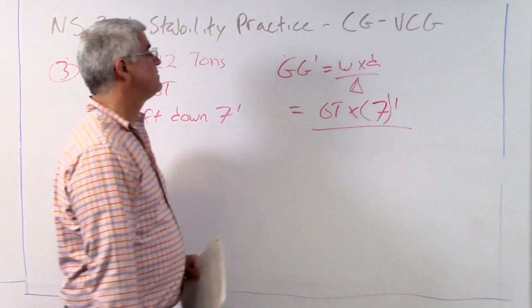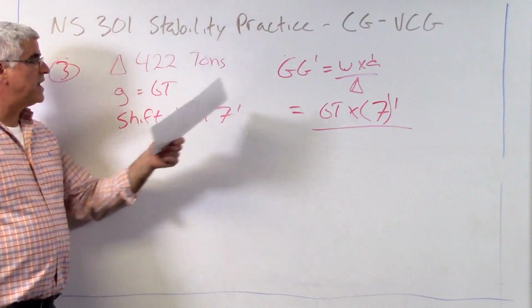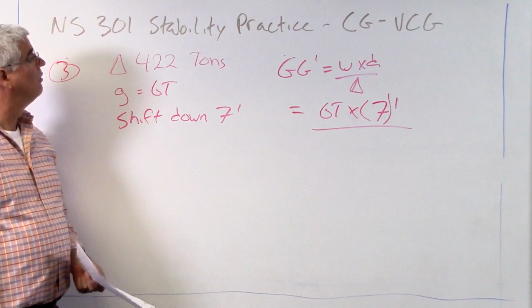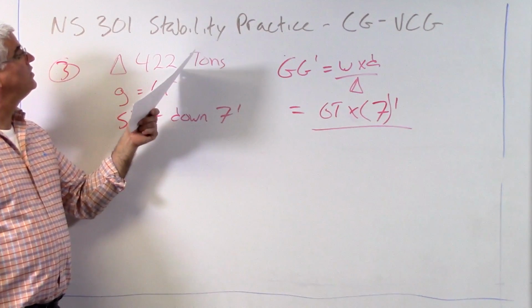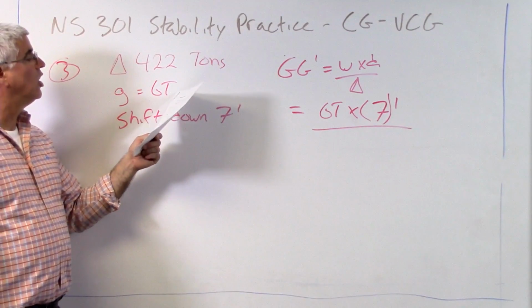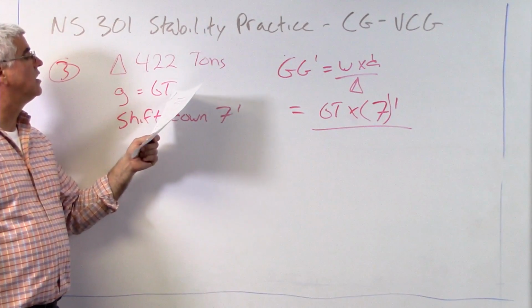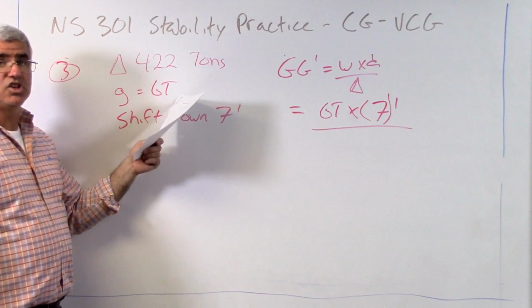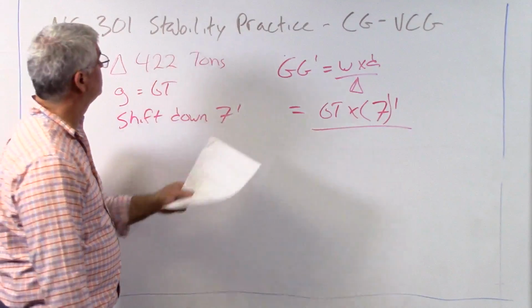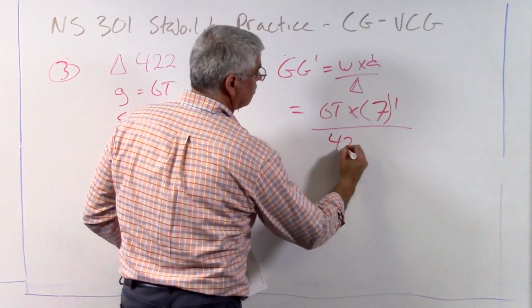Now, what's my displacement? It turns out my displacement is going to be the displacement after the fact. Well, what did I do? Well, I had 422 tons, and I moved 6 tons down. I didn't load 6 tons. I didn't discharge 6 tons. I just shifted it. So it turns out that my displacement doesn't change. It's still 422.